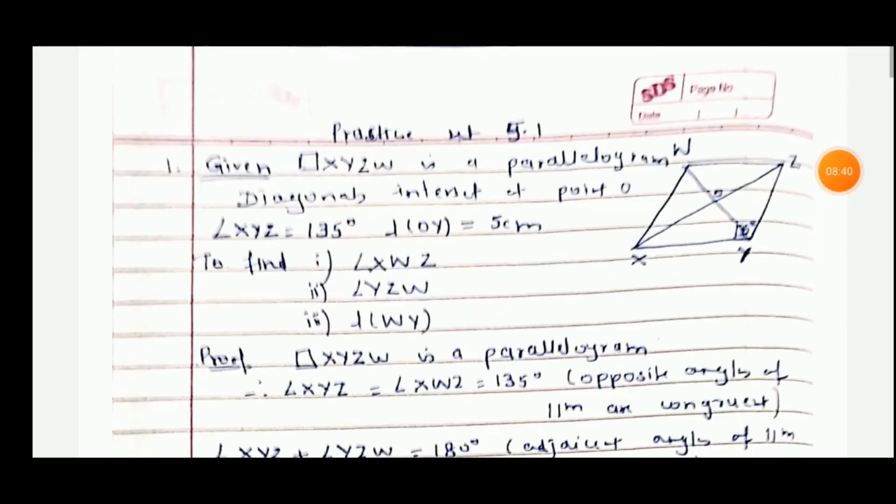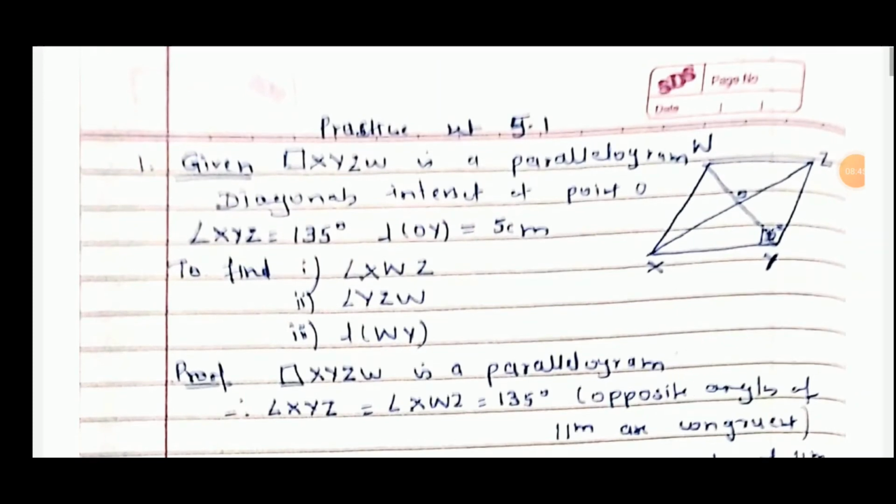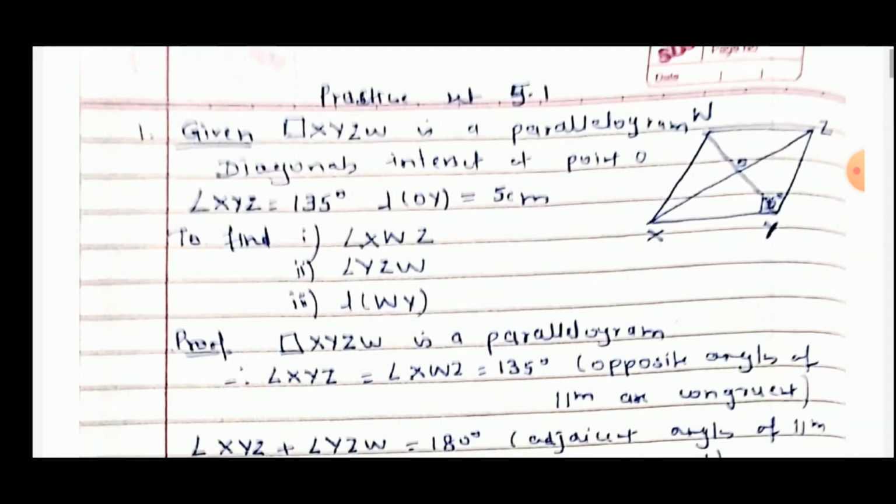Now let us see practice set 5.1. Quadrilateral XYZW is a parallelogram. Diagonals intersect at point O. Angle XYZ is equal to 135. Length OY is equal to 5 cm. To find out angle XWZ and angle YZW and length of WY.